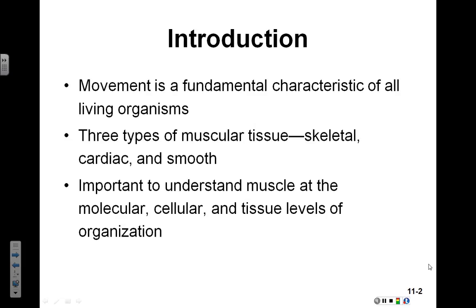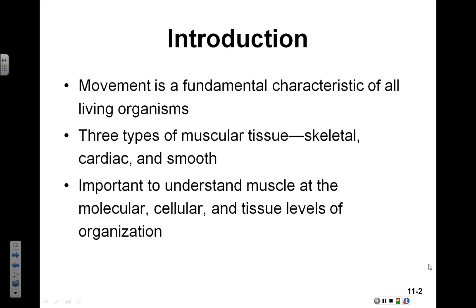We know skeletal muscles are what? Voluntary, because we have conscious control over movement. They're striated. Cardiac and smooth, of course, they're both involuntary. We have no conscious control over those particular muscles contracting. They just do it. It's unconsciously done. Okay. Cardiac, we know, is also a striated muscle.